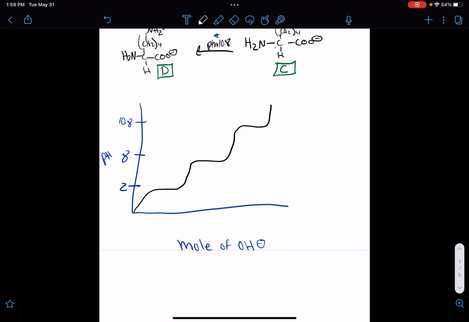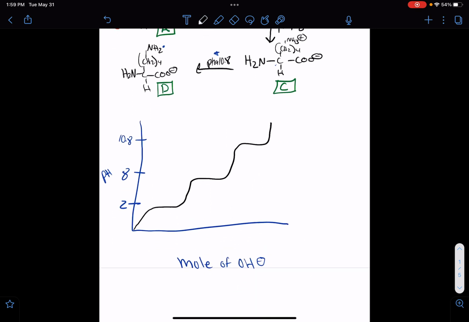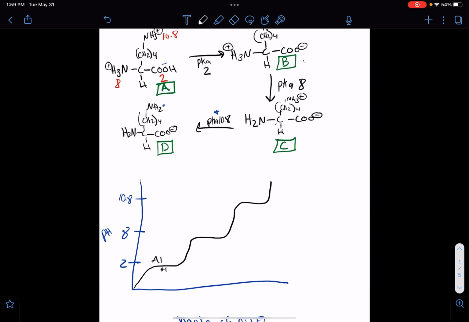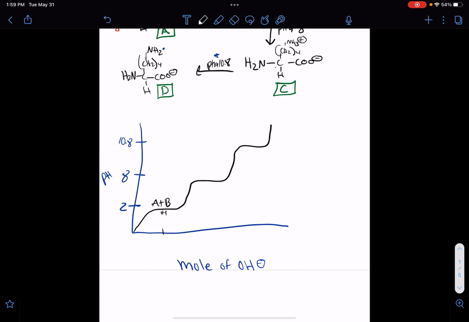When we're going up, we go up until we hit this inflection point right here. This is inflection point number 1. At this point, we're going to have A plus B, so half of A and half of B, and this is going to be at 0.5 moles of OH. When we add 0.5 more, it's going to be right here, at 1.0, and this is where we're going to have only B. All the A form of that amino acid is going to be gone.